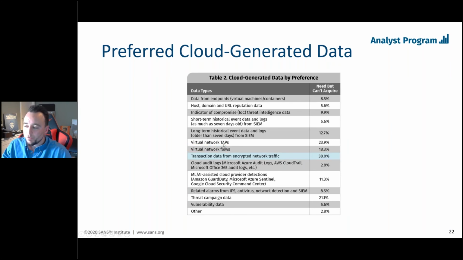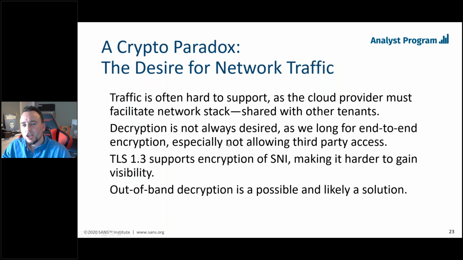And many of these are solvable, but it's kind of a paradox because, well, the cloud wants to ensure end-to-end encryption. The cloud doesn't want to enable decryption necessarily because there might be other tenants' traffic on there. So decryption is not always desired, and yet we long for this data that we are so used to having in normal environments, in on-prem environments, and we lose it in the cloud in many cases. So that's a bit of a paradox. How can we deal with this?